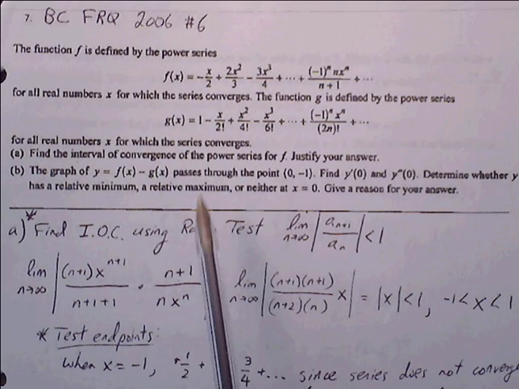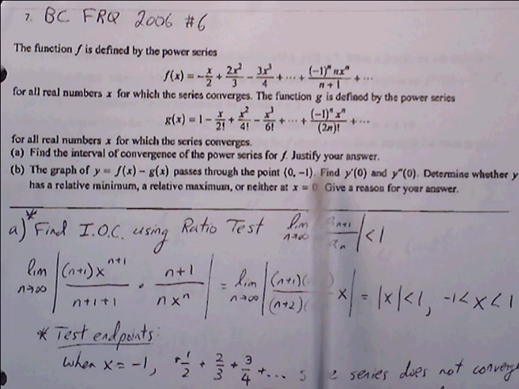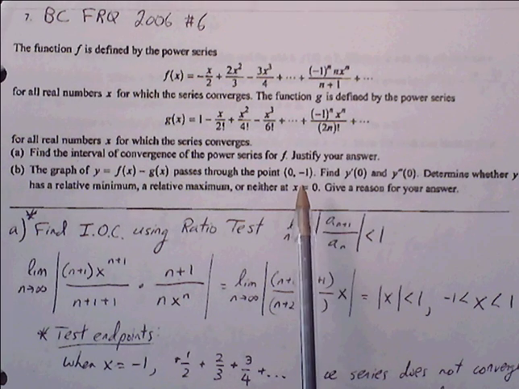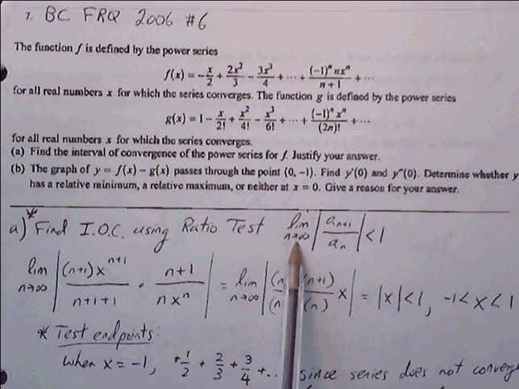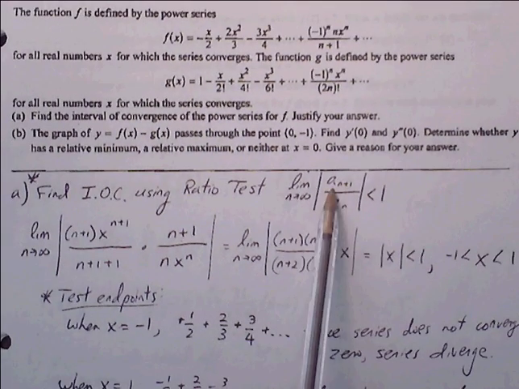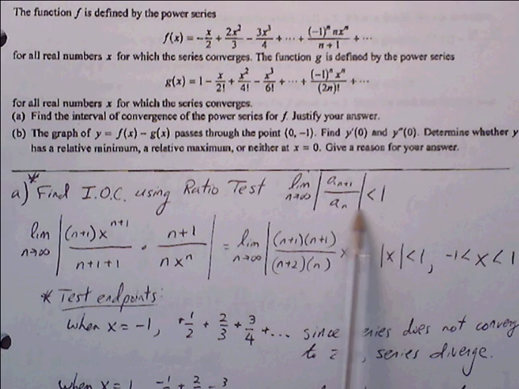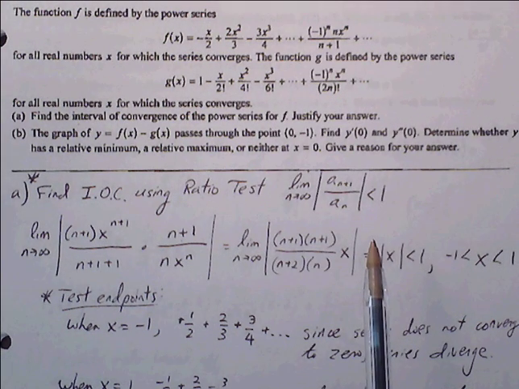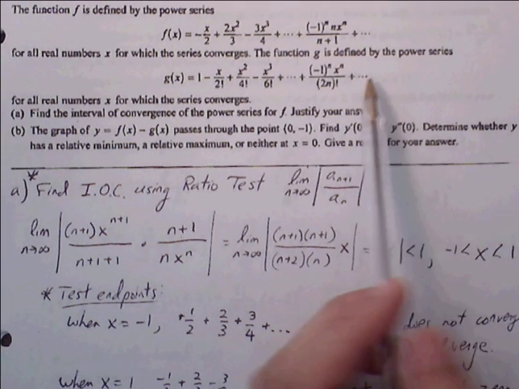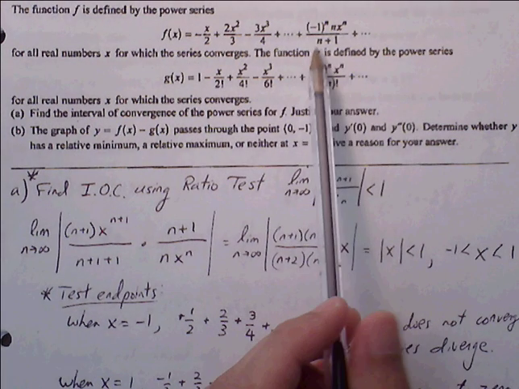Justify your answer. So to find the interval of convergence, and we have the rule given here, we can just go through the ratio test. So the ratio test is the limit as n approaches infinity of the absolute value of a sub n plus 1 over a sub n. Wherever that expression is less than 1 is where the series will converge. So we're going to find the interval of convergence for f of x.